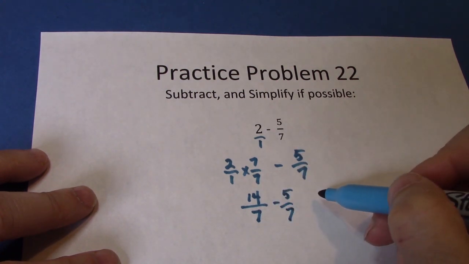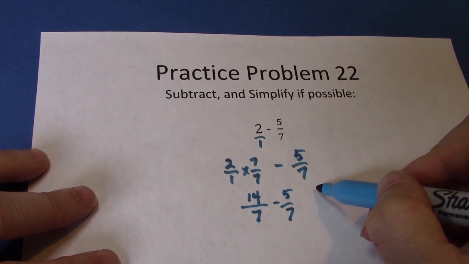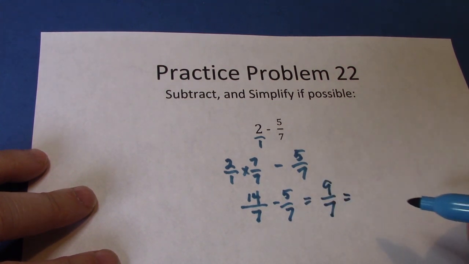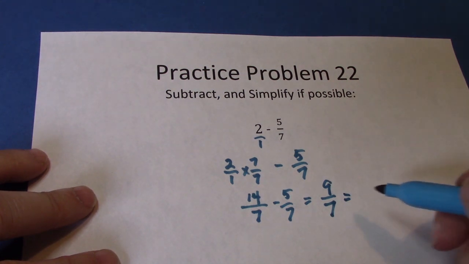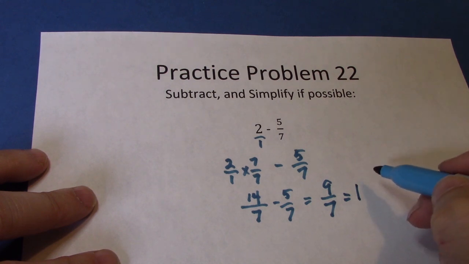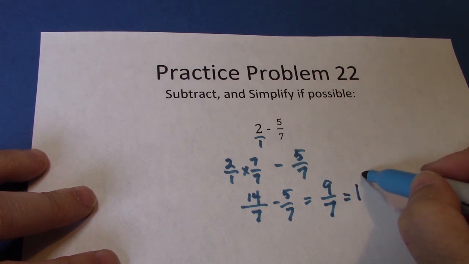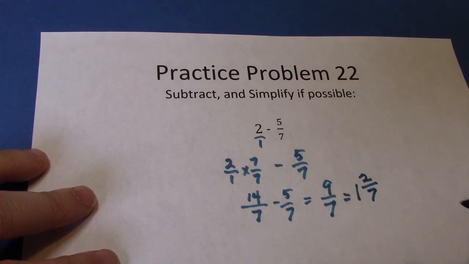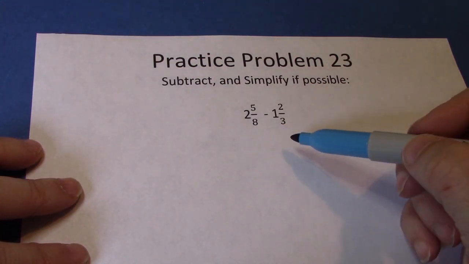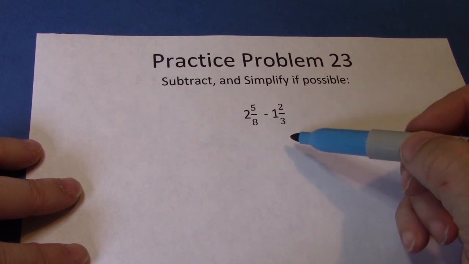Well, 14 minus 5 is 9 sevenths. That's improper because the 9 is bigger than 7, so 7 goes into 9 one time, and there's a remainder, 9 minus 7, of 2. 2 what's? 2 sevenths. Problem 23 is another subtraction problem, and this time we have mixed numbers, different denominators.